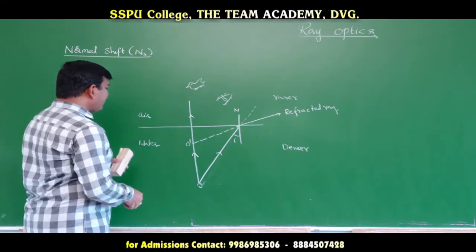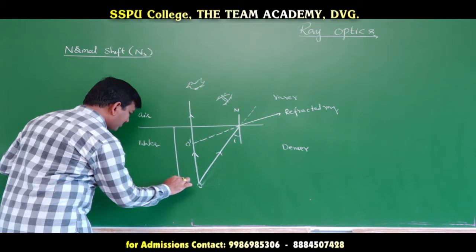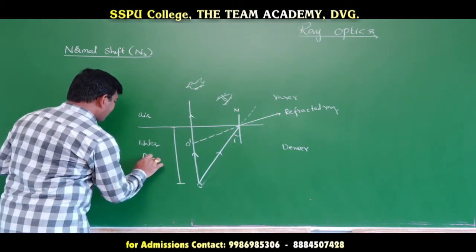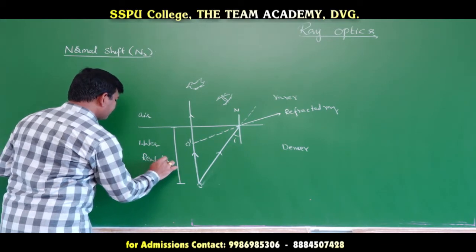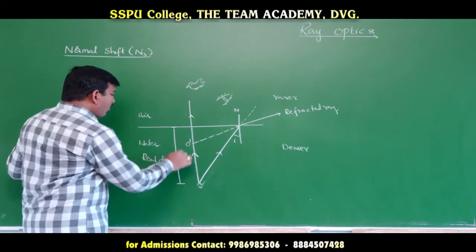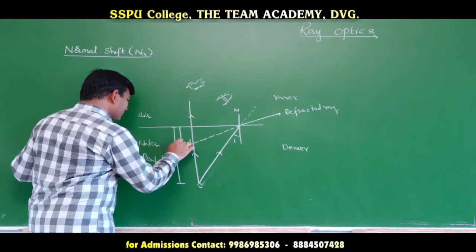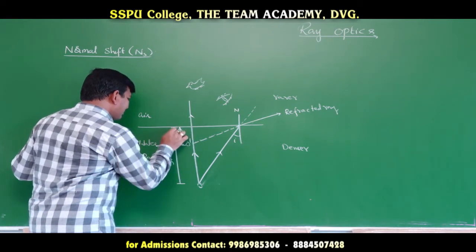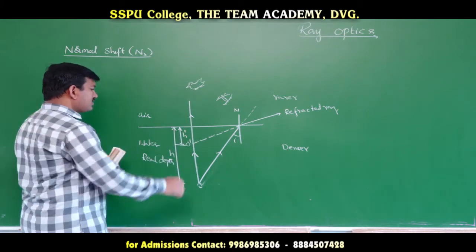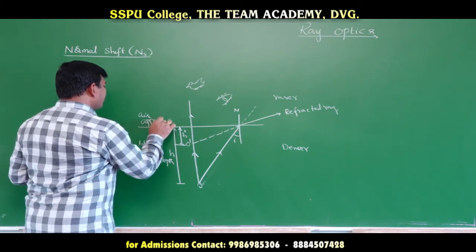So, here also, this is the original depth, which is said to be the real depth or actual depth. And this is nothing but the apparent depth. Let me take the real depth as some h and the apparent depth as some h dash. So, h dash refers to the apparent depth.